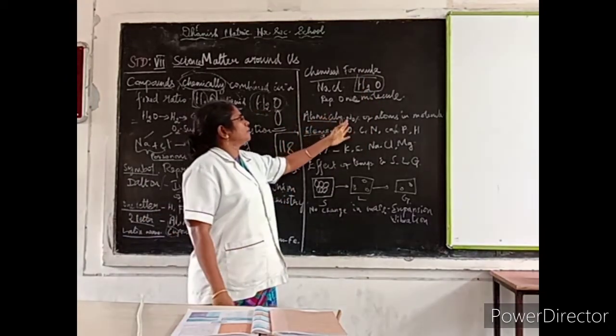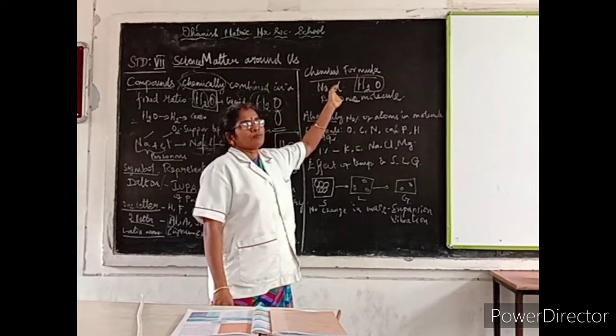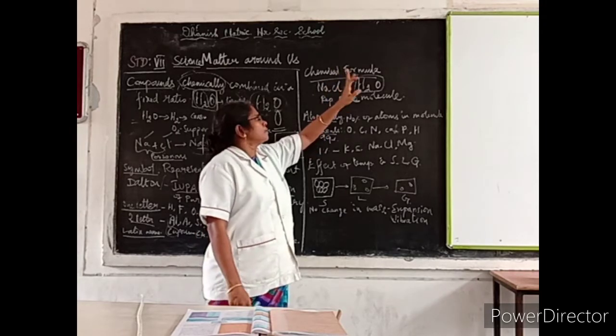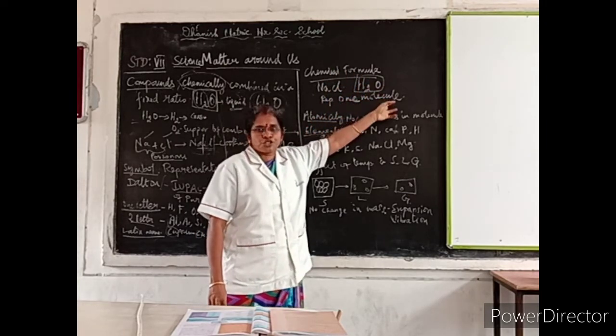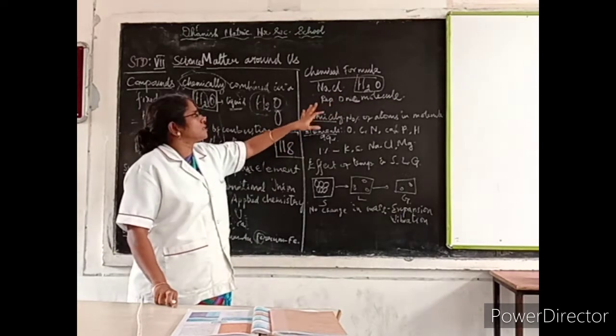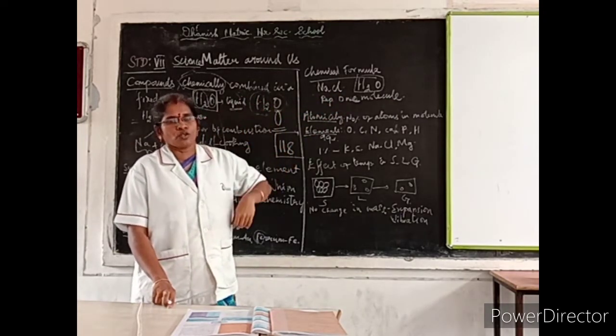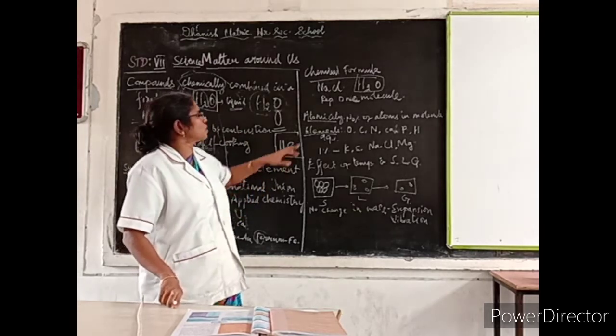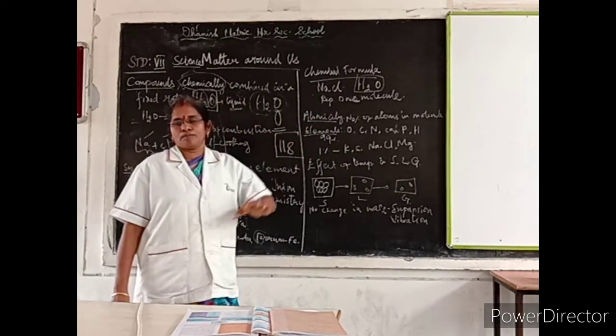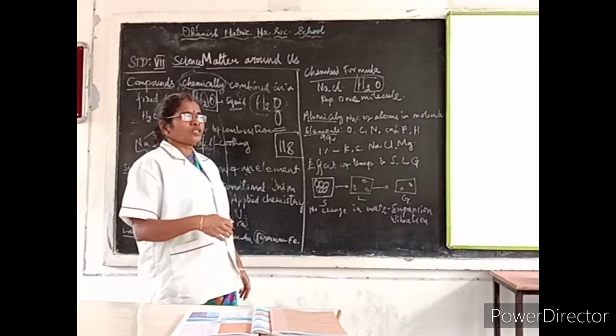What is the chemical name for? Chemical formula for sodium chloride means NaCl. Chemical formula for water means H2O. So chemical formula is nothing but the shortest representation of a molecule. Shortest representation of a molecule is called the chemical formula. Is it clear now? Shall we go to next one?